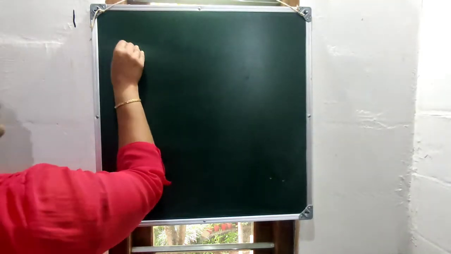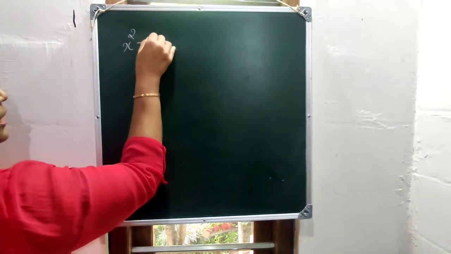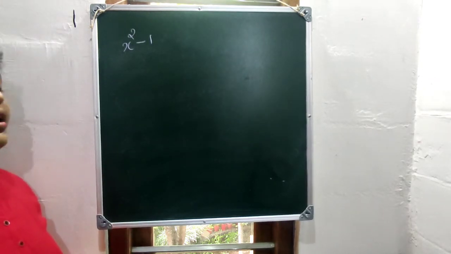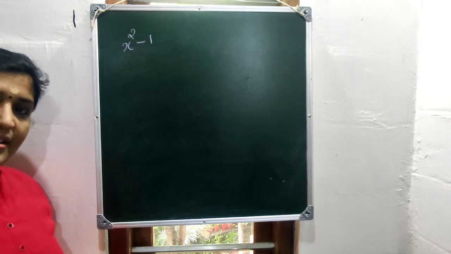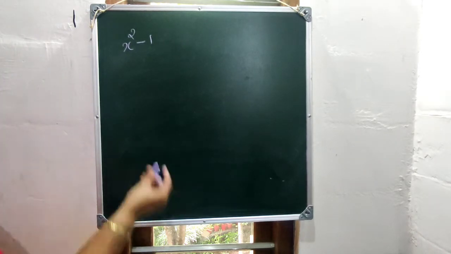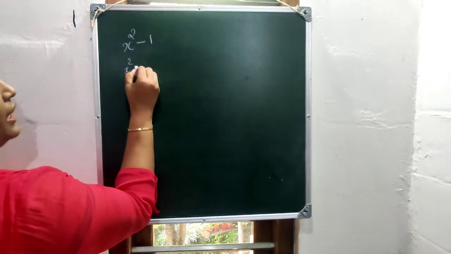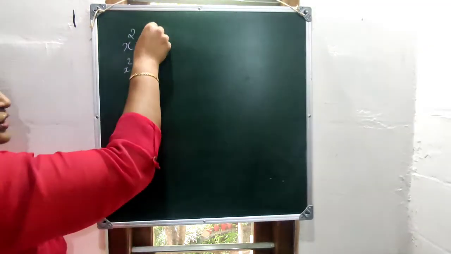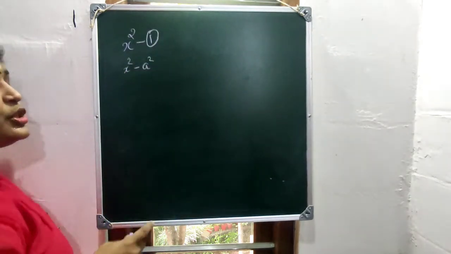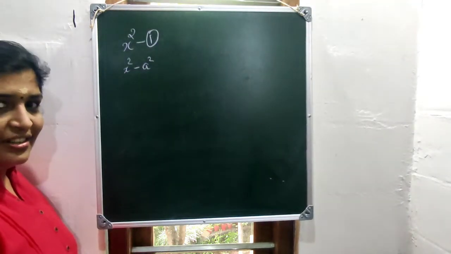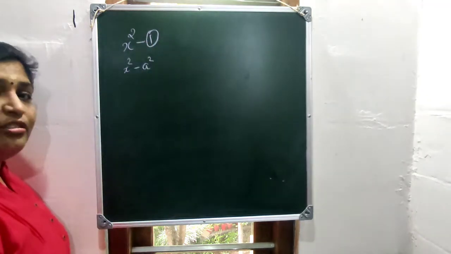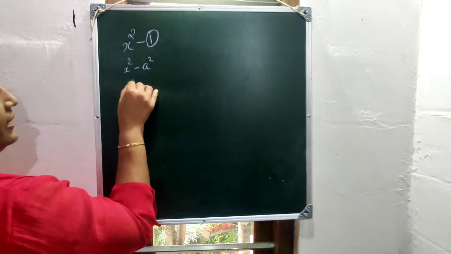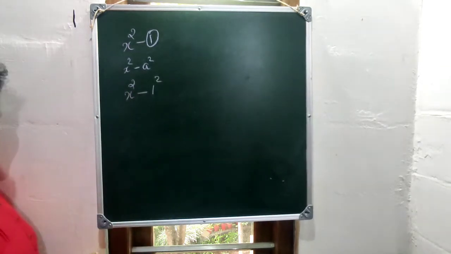Okay, can you tell the factors of the polynomial x square minus 1? Okay, x square minus 1. See, this is actually in the form of x square minus a square, right? We know that 1 is the square of 1 itself, right? So, this is actually in the form x square minus 1 square.